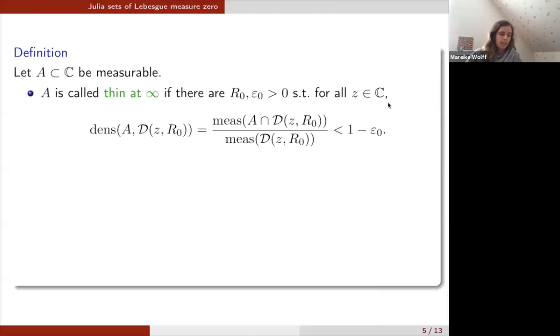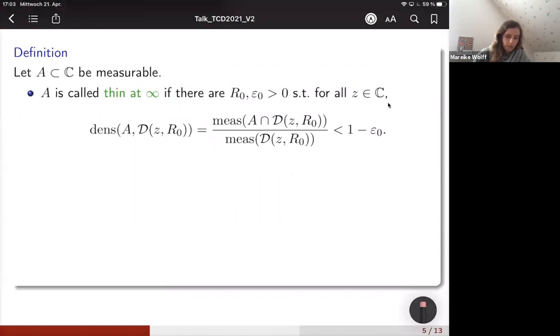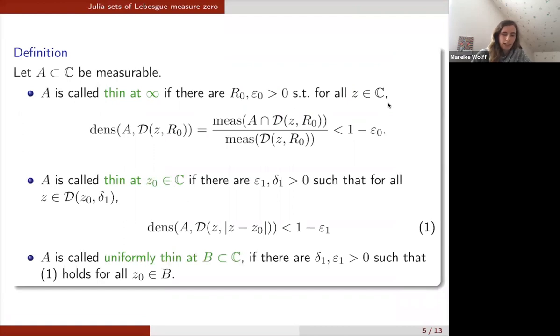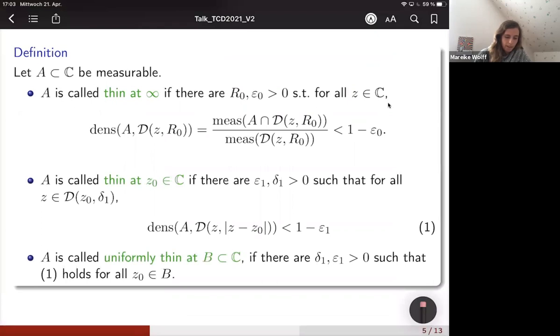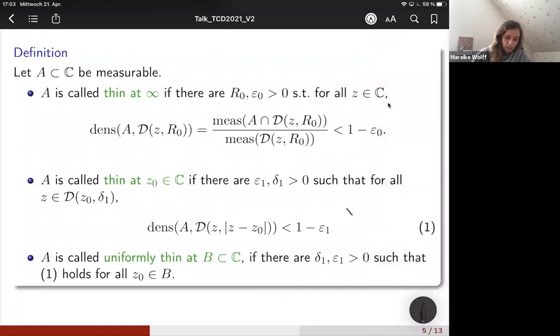We take a measurable subset A of C, and then A is called thin at infinity if the density of A in any sufficiently large disk is bounded above by some constant strictly less than 1, where by density we mean the measure of A intersected with the disk divided by the measure of the disk. And we call A thin at a point in C if the density of A in any sufficiently small disk which has that point as a boundary point is bounded above by some constant strictly less than 1.